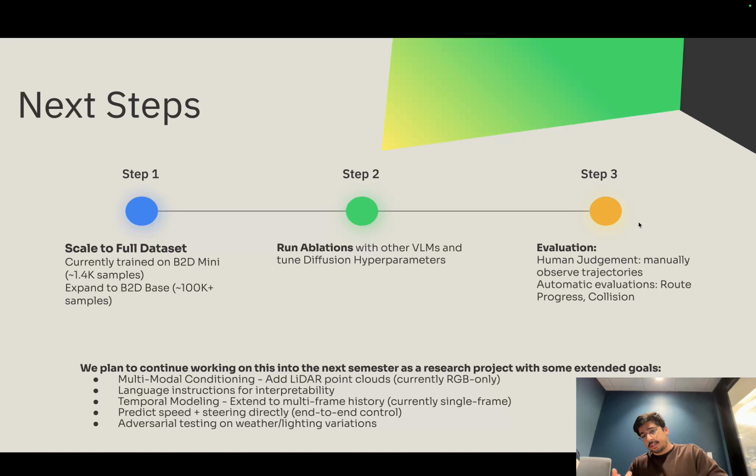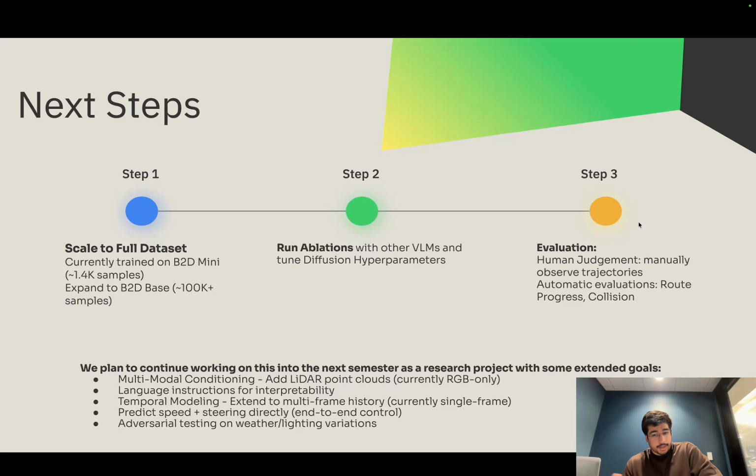The third step would be evaluation. How does one actually evaluate how a car did in a long tail situation? The only thing that we can think of currently is I look at what the car did and I judge whether it was correct or not. And the second level would be, of course, to figure out, did it actually go where it was supposed to go? Did it make progress along the route? And did it collide with anything?